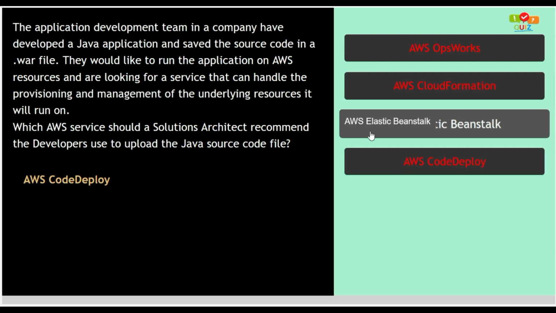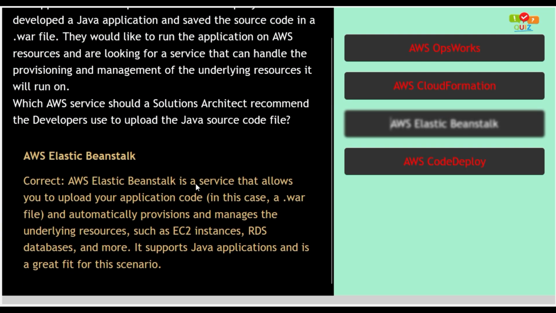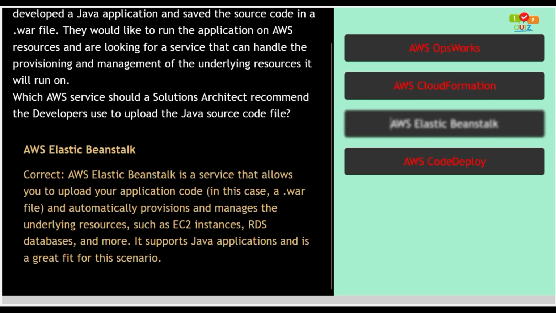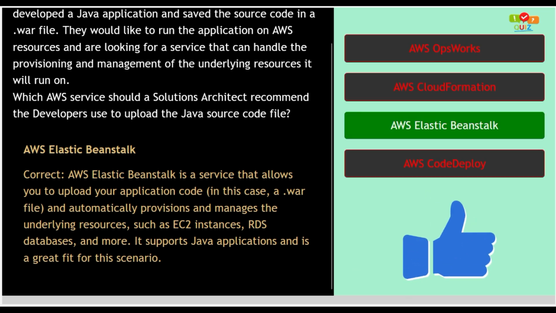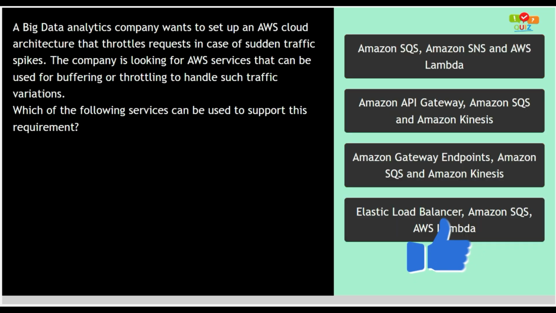Finally, we come to option number 3, which is AWS Elastic Beanstalk, and this is the correct option because AWS Elastic Beanstalk is a service that allows you to upload your application code, which is in this case a .war file, and automatically provisions and manages the underlying resources such as EC2 instances, RDS databases, and more. It supports Java applications and is a great fit for this scenario. This is why we have chosen option 3 as the correct answer. Got it? Let us move to the next question.